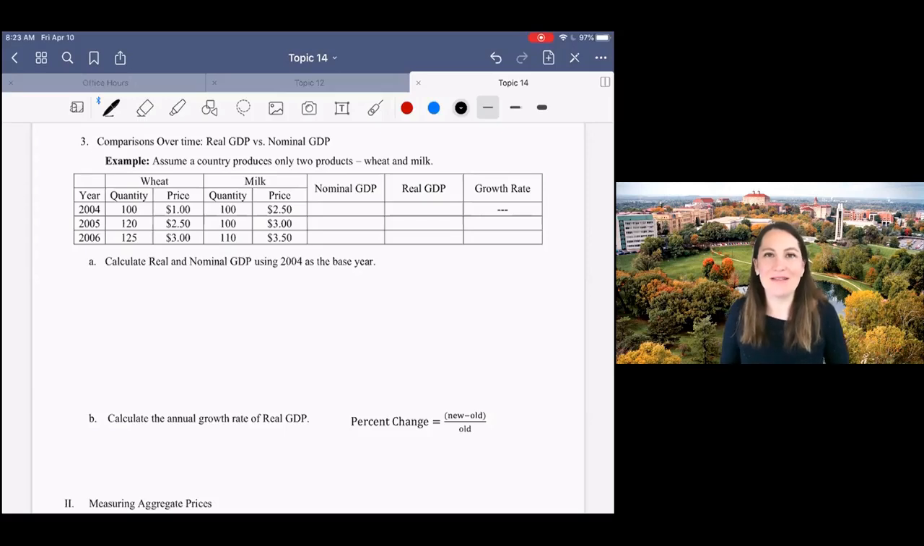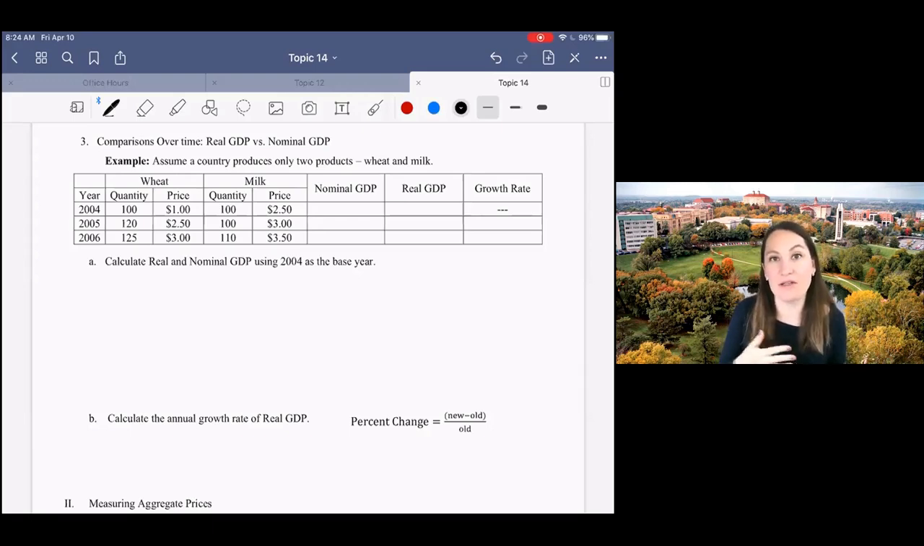Our goal for this video is to understand how we can compare GDP numbers over time. And to do that, we're going to introduce a really simplified model of calculating GDP. So this is totally hypothetical, but we're just going to assume that we have a country that produces only two products. We have all the information about the prices of those products and the quantity of the products that is sold in each time period.